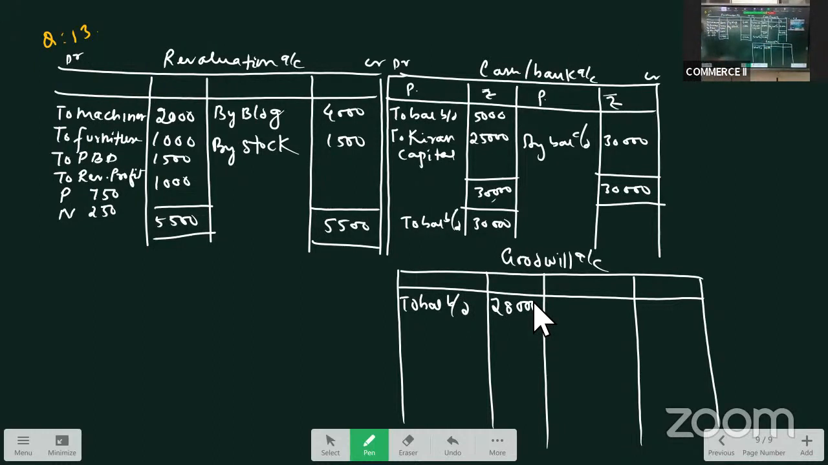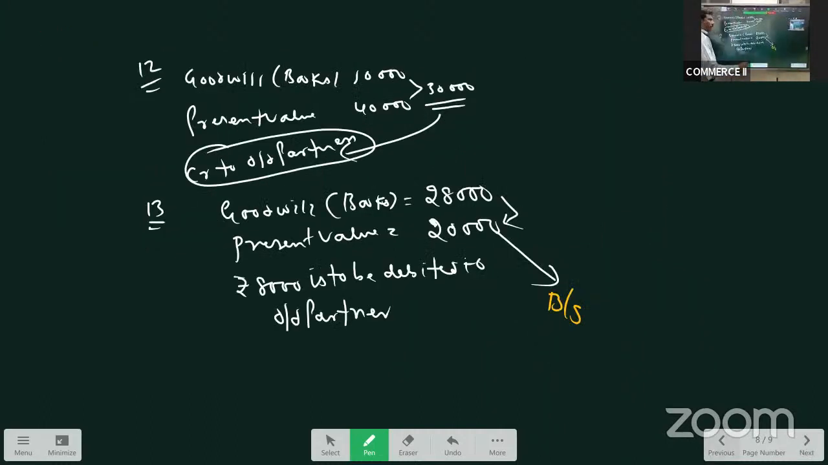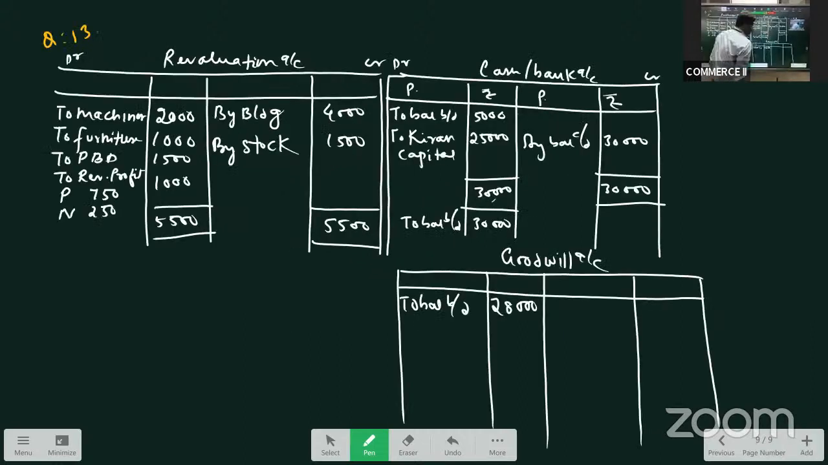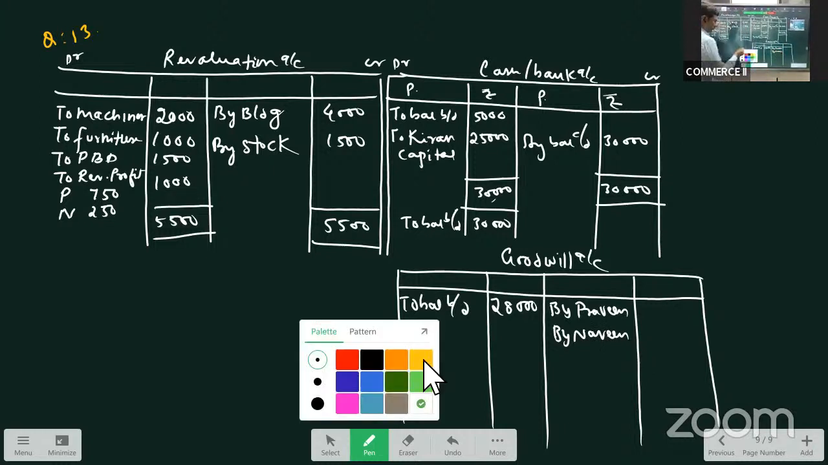When goodwill is already appearing at 28,000, this amount might have already been credited to the old partners. Earlier it might have been credited to them, but the value has come down. So now that excess 8,000 has to be debited to the old partners. So I'll write by Praveen and by Naveen. What is this I'm doing?